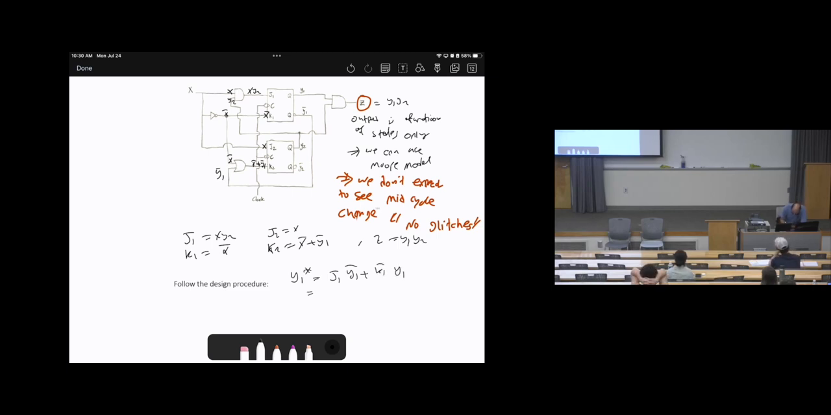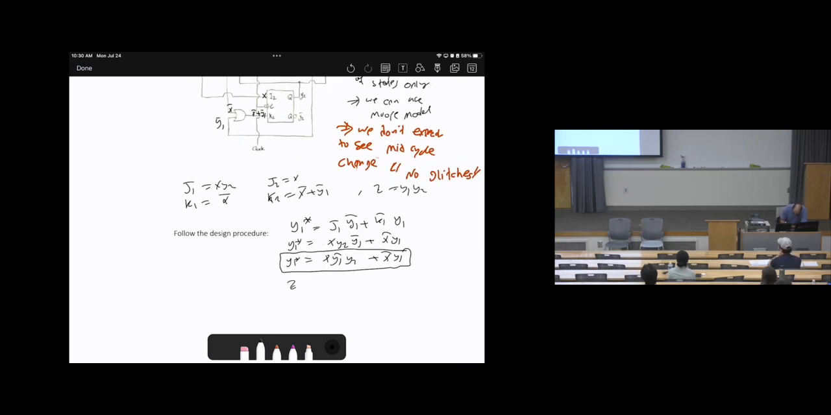Substitute the values. J1 is x y2, so it will be x y2 y1 bar plus K1 bar is x bar, so it will be x bar y1. So this is y1 star. To write it in the standard alphabetical form, it is x y1 bar y2 plus x bar y1. This is y1 star. Then we are done with the first one. The outputs, we already know y1, y2. So we are done with the outputs.